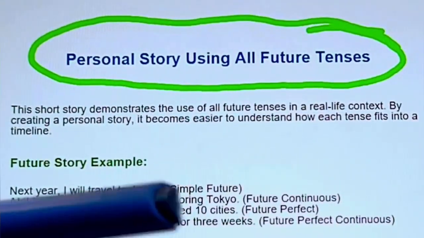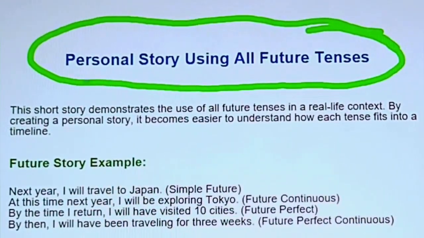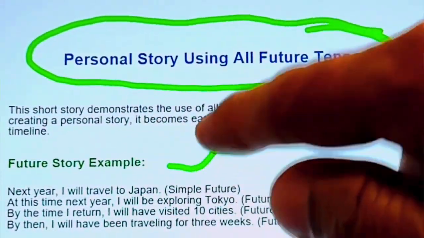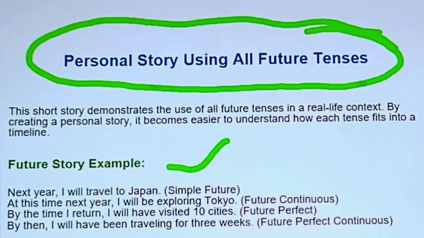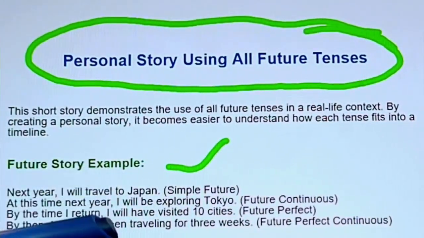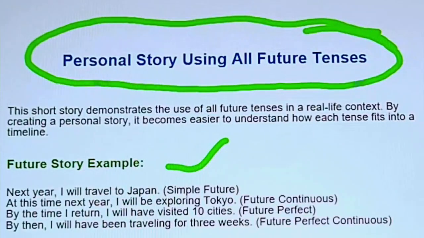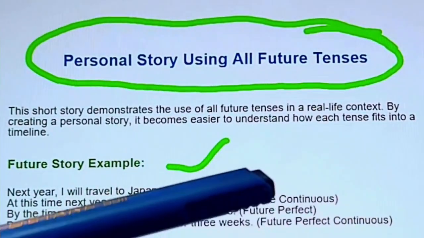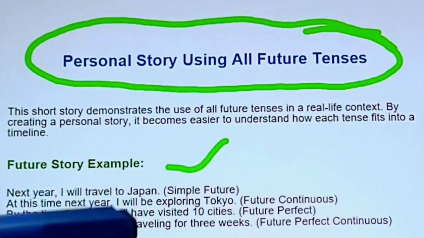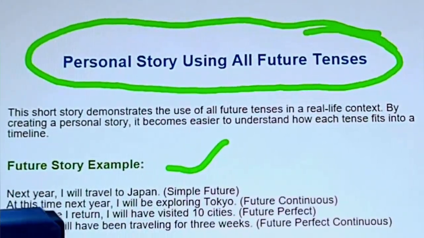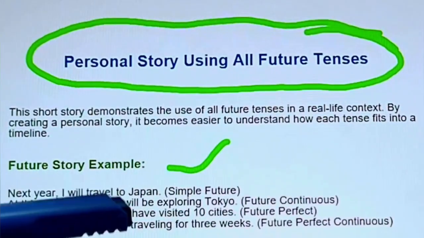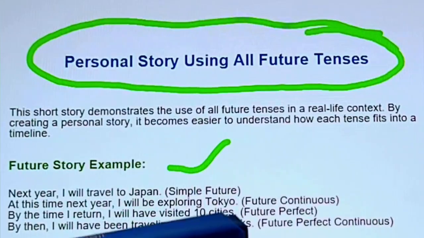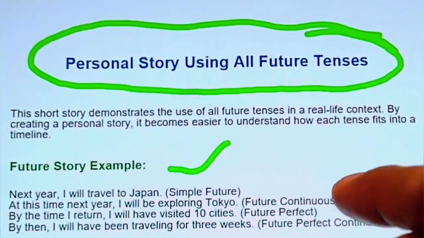If you create a story to remember all the future tenses, for example: Next year, I will travel to Japan. This describes the simple future, the first sentence. Next, you add a sentence to this story: At this time next year, I will be exploring Tokyo. This sentence describes the future continuous.